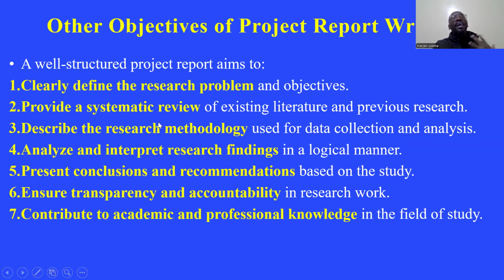Number two, to provide a systematic review of existing literature and previous research. When you're writing your project research, what do you need to do? You need to do what is known as a literature review. So you review the existing literature and the previous research. When you are doing that, it will help you to know the gaps, and because of these gaps, that is why you're writing the research. Maybe there is a methodology gap, maybe, for example, a contextual gap, you know.